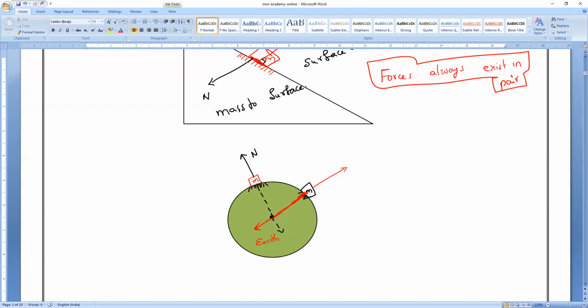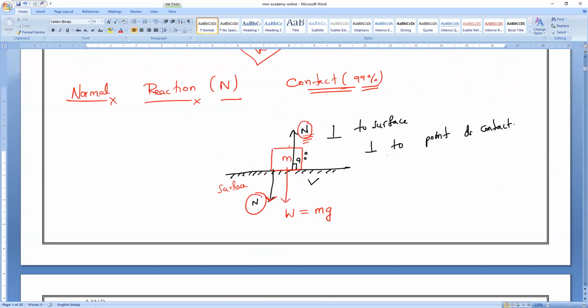So this is the second one, normal reaction. Two important points: normal reaction is perpendicular to the surface, first thing. Second, it is perpendicular at the point of contact. Wherever it is contacting, at that point it also acts perpendicular. That is what you have to remember. Hope everybody is clear? Any doubt, anybody can ask.